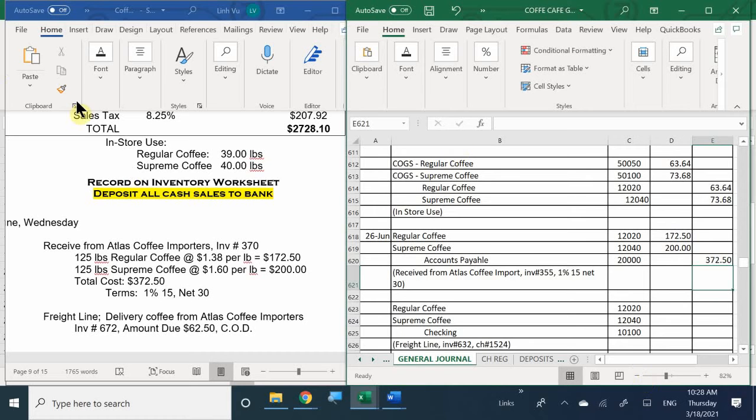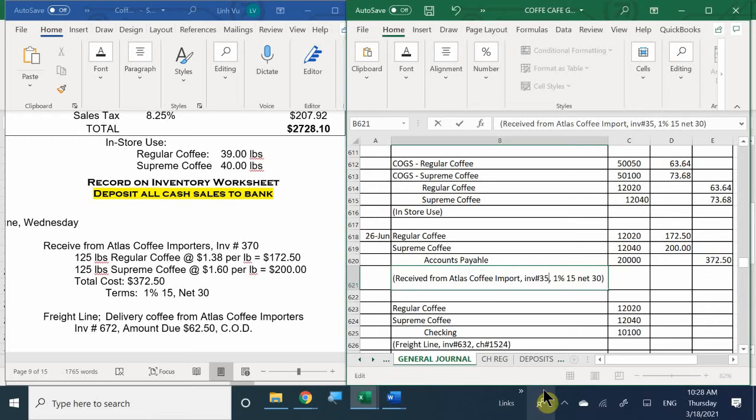All right, and then we gotta edit the information here. So received from coffee importers, invoice number 370. Okay, and 1% 15 net 30 is still there. Okay. So what do we do next? Ledger. Ledger.